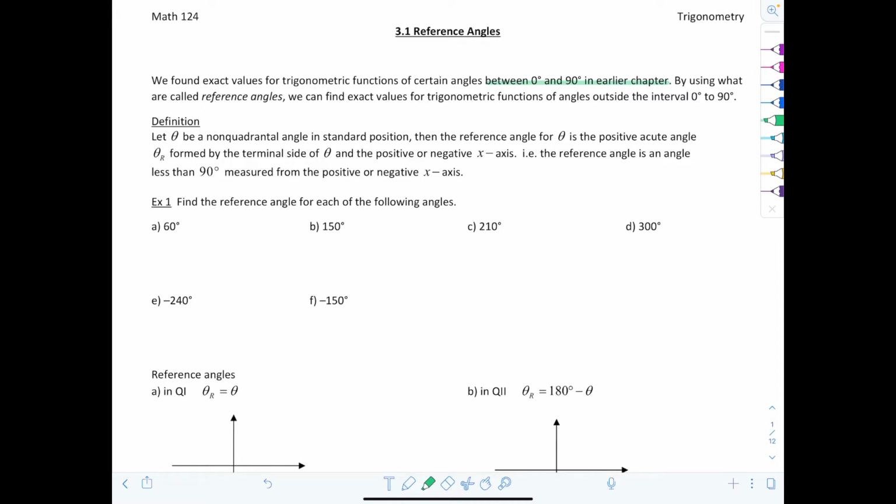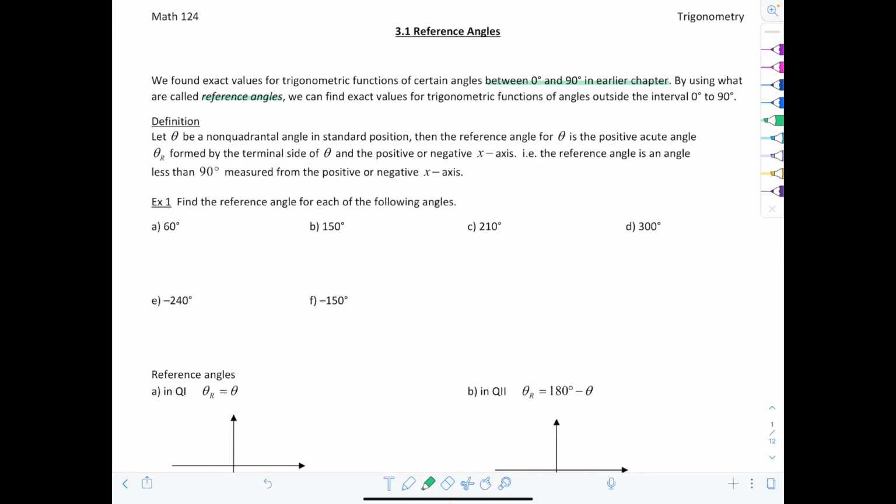By using what are called reference angles, we can find exact values for trigonometric functions of angles that are outside the interval from 0 degrees to 90 degrees. So instead of restricting ourselves to just angles that are in quadrant 1, we're going to look at how we can figure out the trigonometric function values for other angles. So first we need a definition.